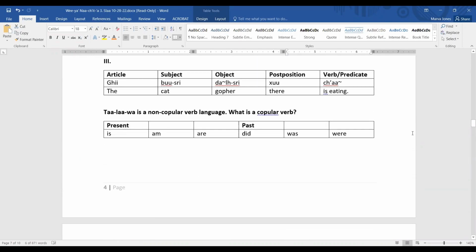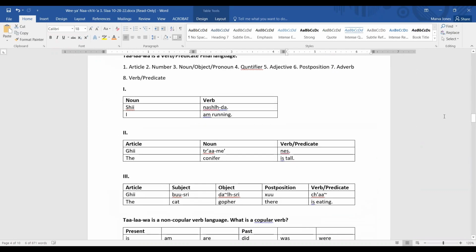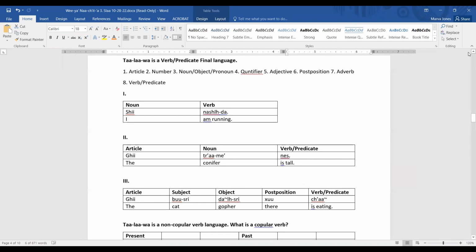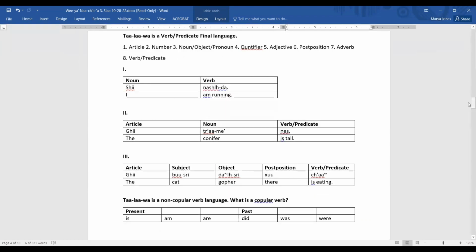So remember, our language is a verb final language. Every sentence, pretty much, the verb has to be at the end. And a good example: in English, you say, I'm going to town. In Tolowa it would be: town to, I am going. So it's a different word order.